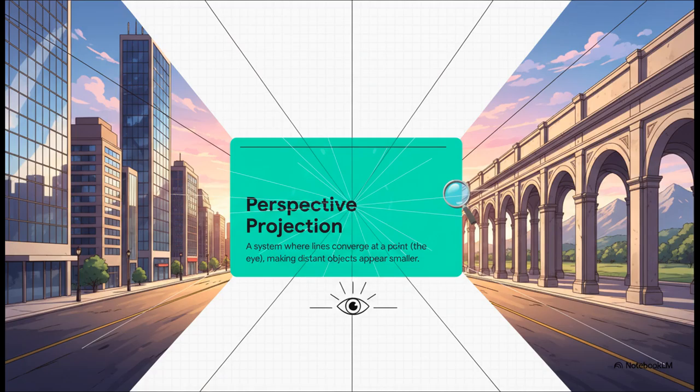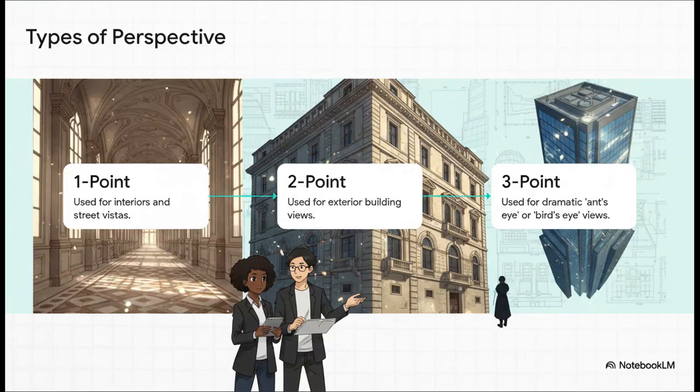In this system, lines that move away from you actually look like they're converging at a single vanishing point. This is what perfectly mimics our own vision, creating a real sense of depth where things that are far away look smaller. You've got three main flavors here. One-point perspective is perfect for looking straight down a long hallway or a road. Two-point is the absolute classic for showing the corner of a building. And three-point, well, that's when you really want to get dramatic.